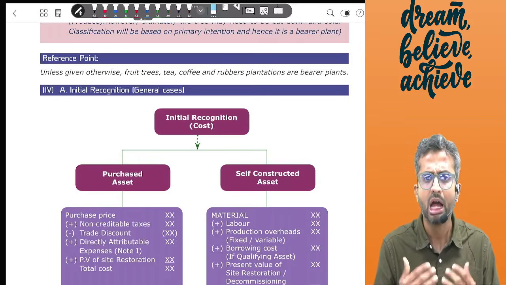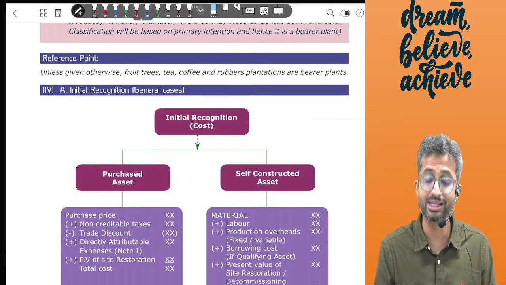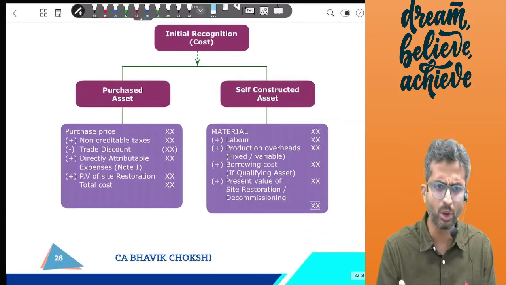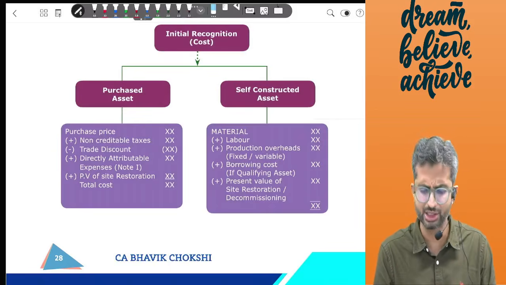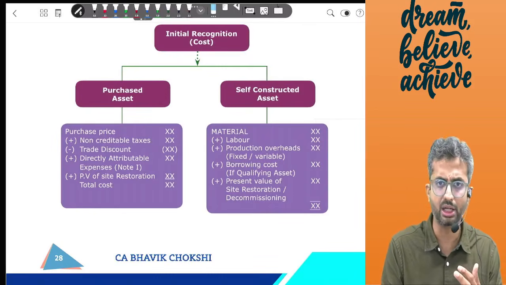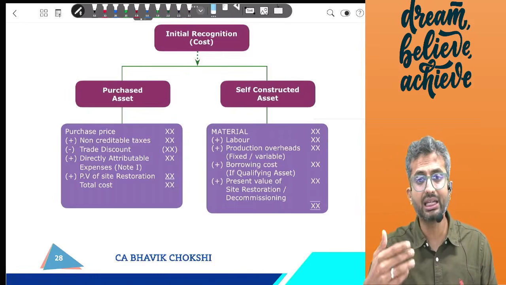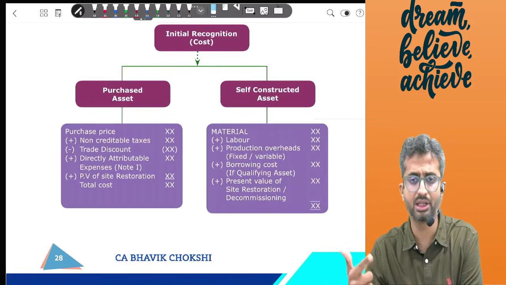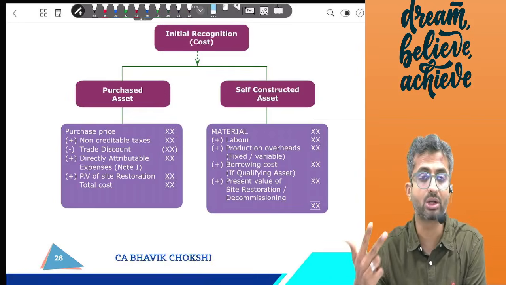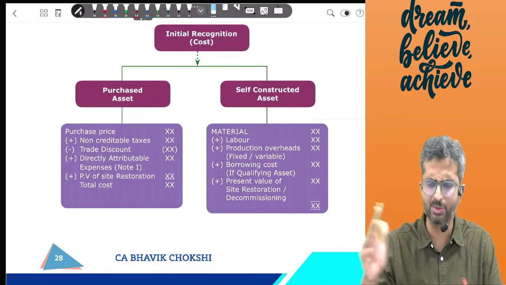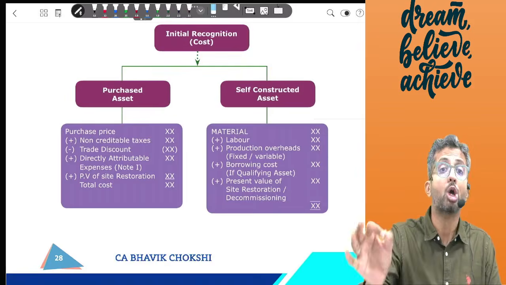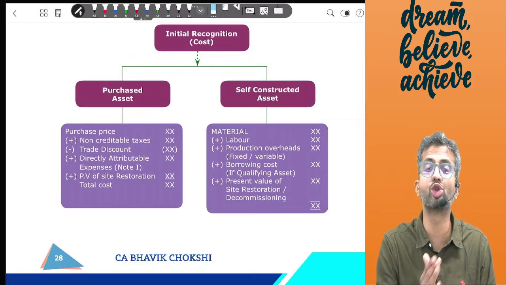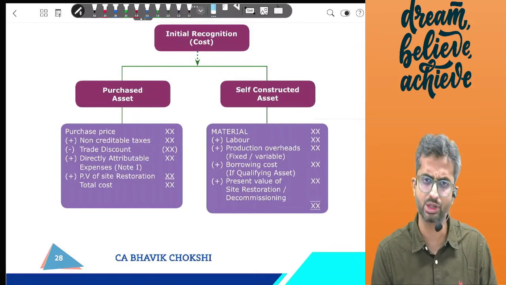Now, this is a general category of cost categorization. The standard gives you some guidance on what should not be treated as directly attributable and a few other special cases like borrowing costs, site restoration, etc. But first, what should not be treated as directly attributable? First, any inauguration expenses or losses or expenses after the asset is ready for use, or employee or staff training expenses, or relocation expenses. So these are four categories of expenses which the standard itself says will not be treated as directly attributable expenses and hence should not be added to the cost of the asset.